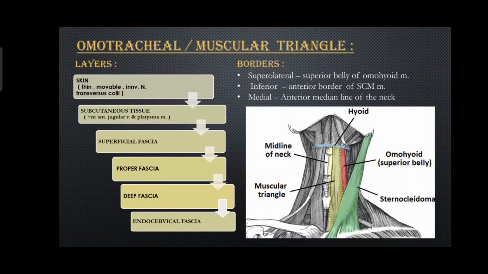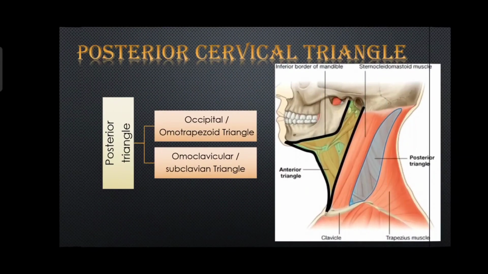The next, posterior cervical triangle. Posterior cervical triangle borders are: anteriorly, the sternocleidomastoid muscle; posteriorly, the anterior border of the trapezius muscle; inferiorly, the clavicle. The posterior triangle is further divided into two triangles, that is the occipital or omotrapezoid triangle, and second, the omoclavicular or subclavian triangle.